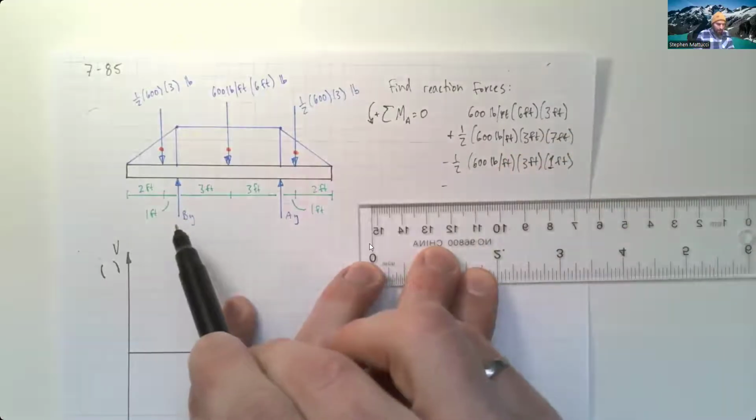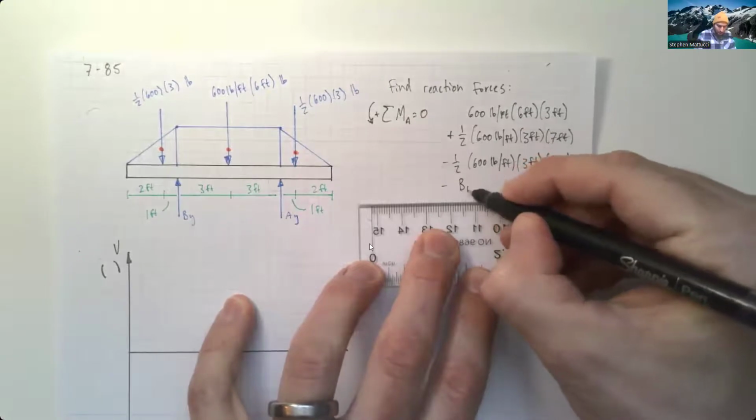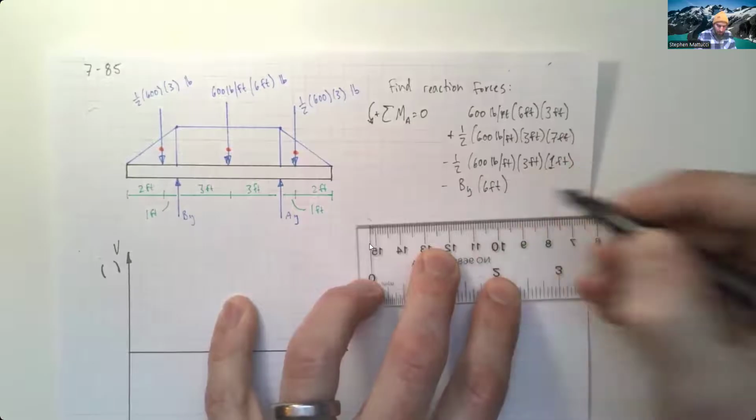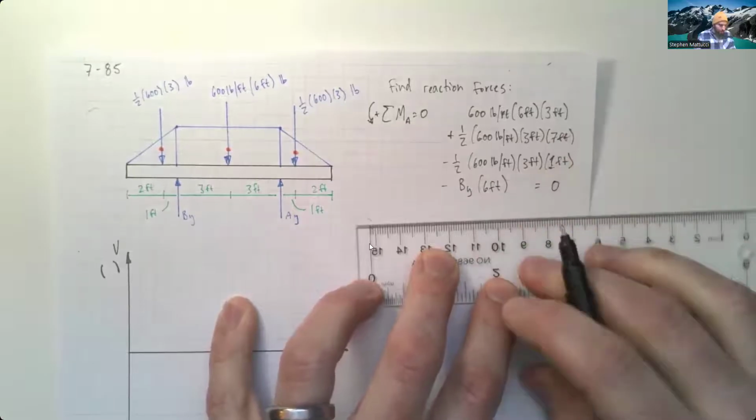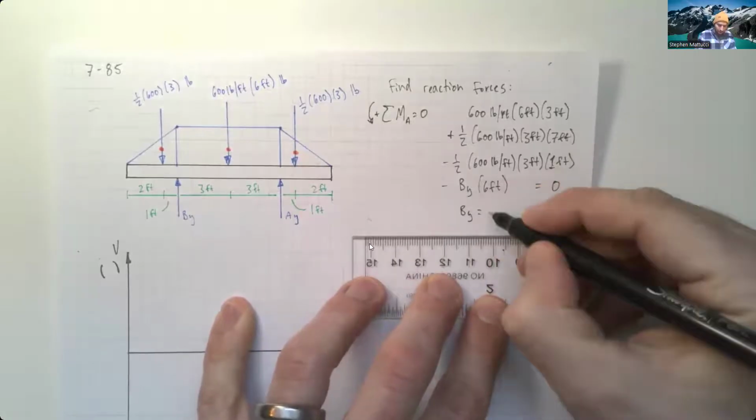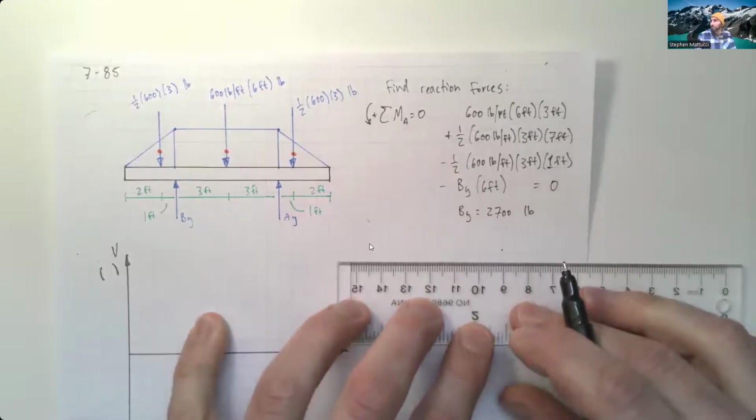And then finally, our reaction force at B: minus By times 6 feet equals 0. So this gives us By is 2,700 pounds.